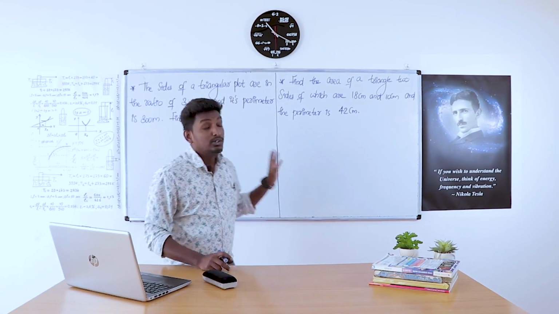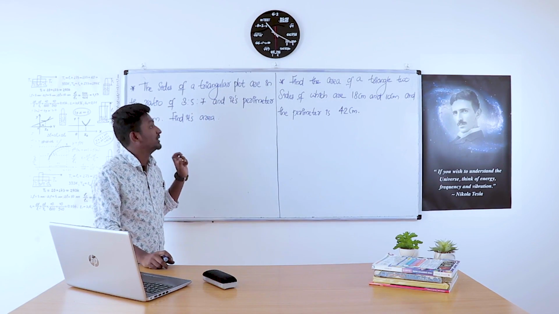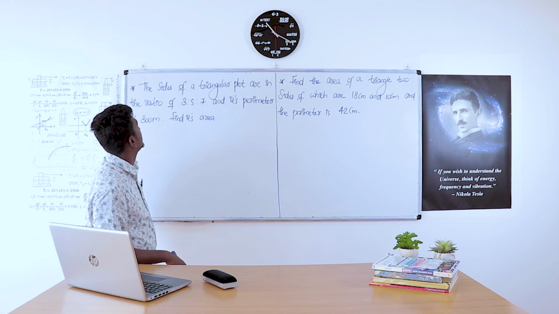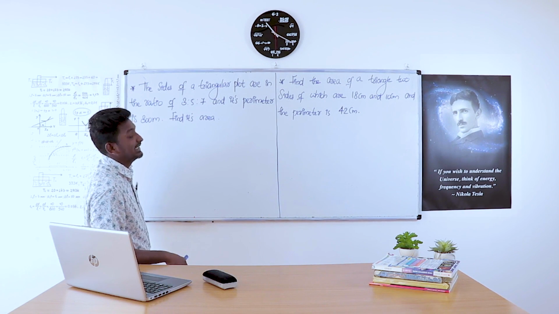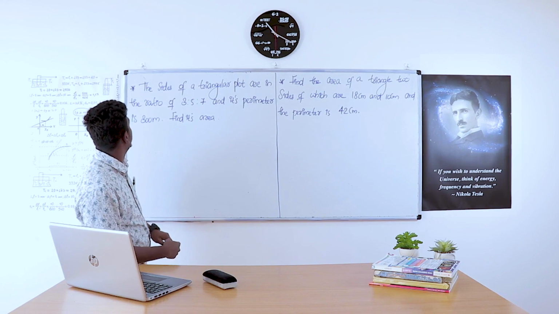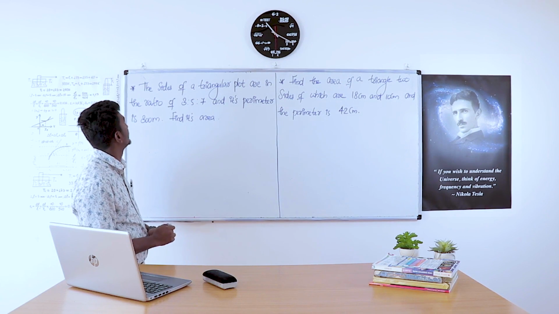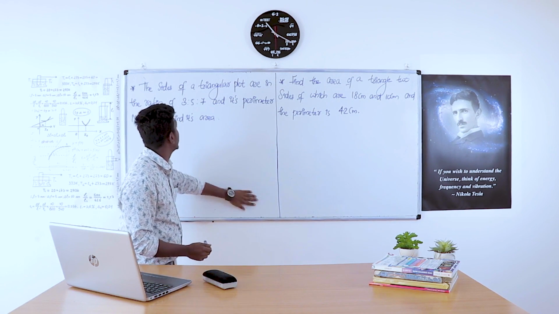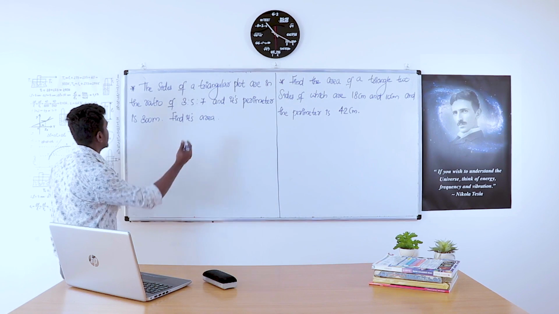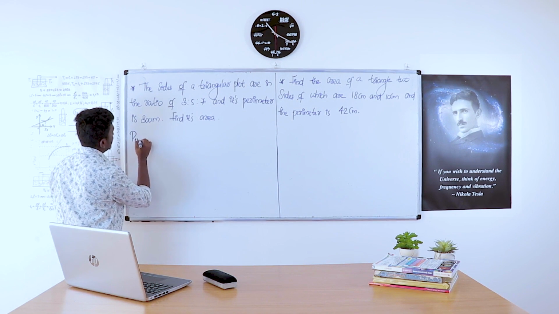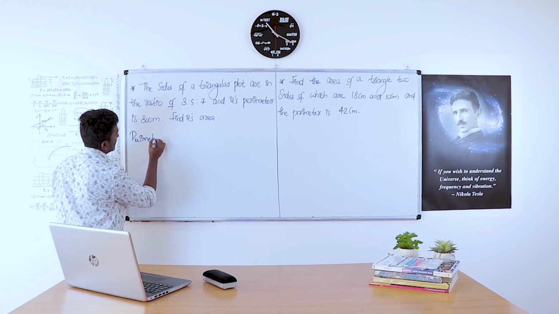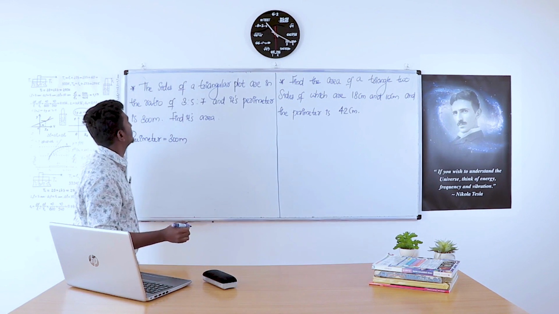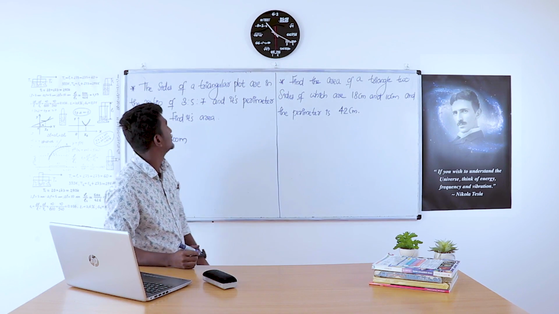Okay. Now moving to the problems related to Heron's formula. First question: the sides of a triangle are in the ratio 3:5:7 and its perimeter is 300 meter. Find its area. So we have a triangular plot and its perimeter is given as 300 meter, and the ratio of sides is given as 3:5:7.